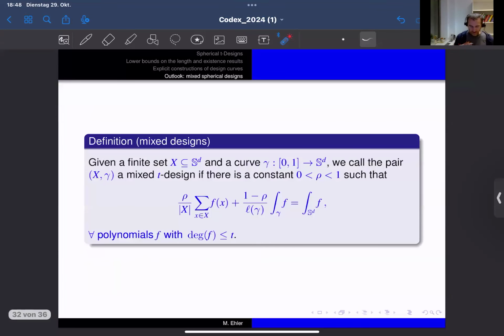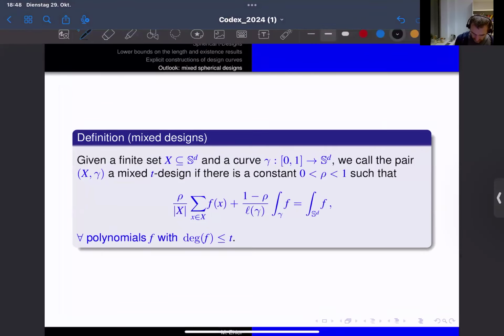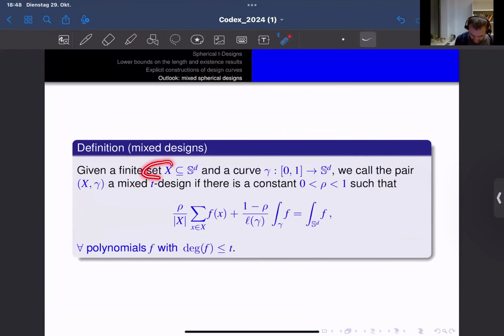And as a mathematical concept, that's what at the moment is called a mixed design. That means we have points, a finite set of points, as well as a curve. And now we allow the contributions of the points and the contribution of the curve to be weighted by some constant rho, so that this integration is the same as you would integrate f over the entire sphere for all polynomials of total degree at most t.